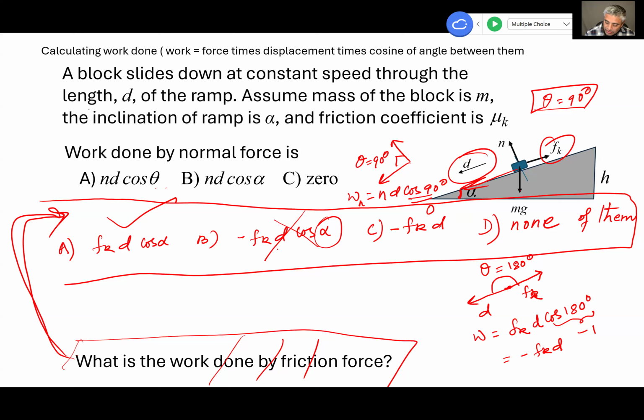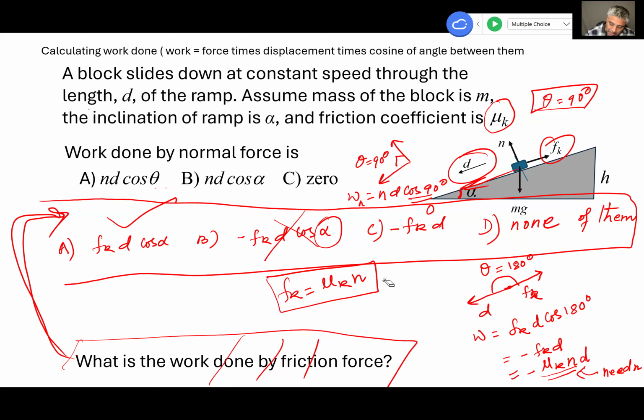Okay. Now, if we look carefully, in this problem the friction coefficient is given rather than the friction force itself, so maybe it's a good idea to expand further. We know kinetic friction force is the friction coefficient times the normal force. That's what we are using for friction force, and d is already there. So now we need the normal force, and can we figure out the normal force in this case?